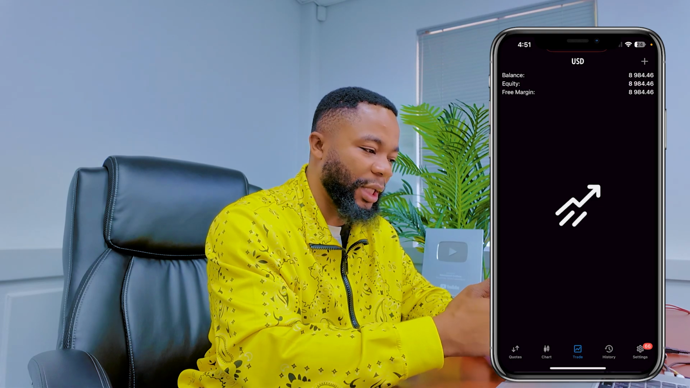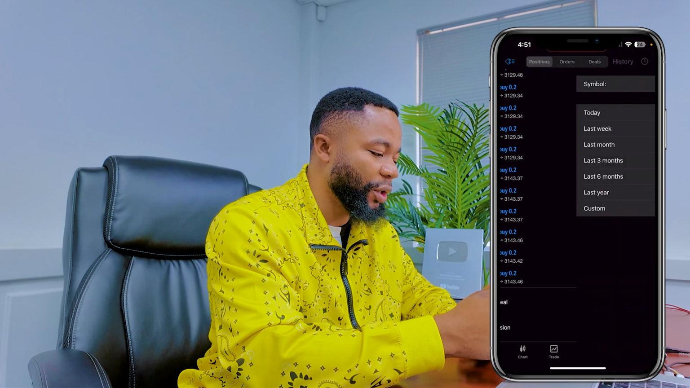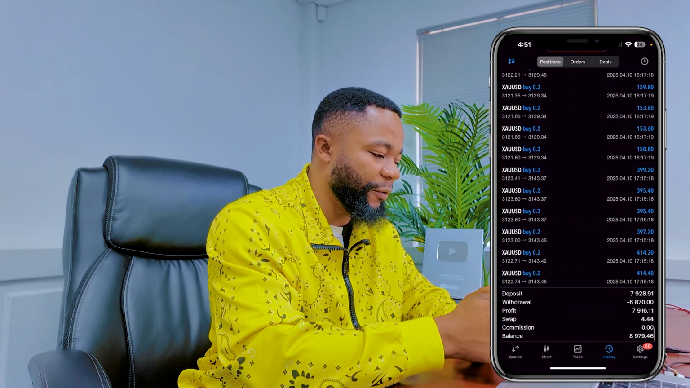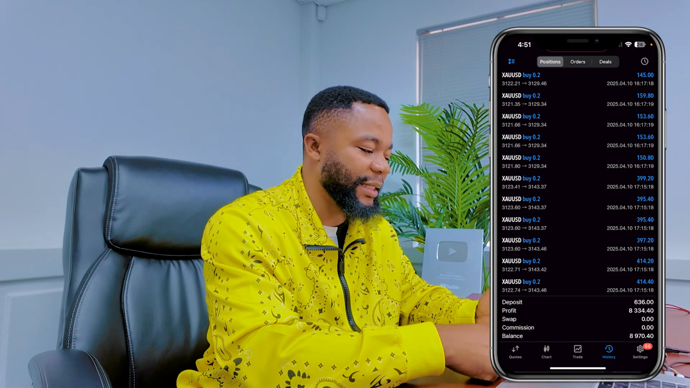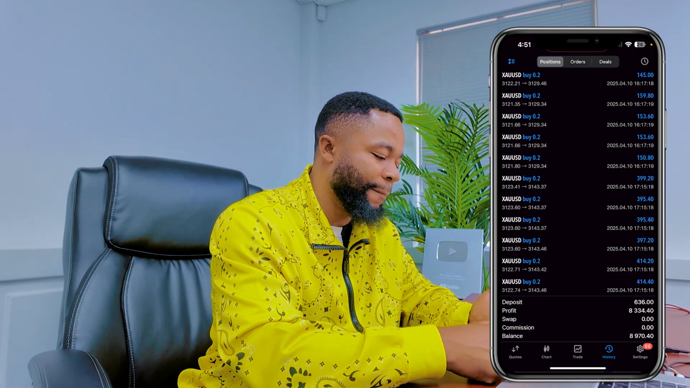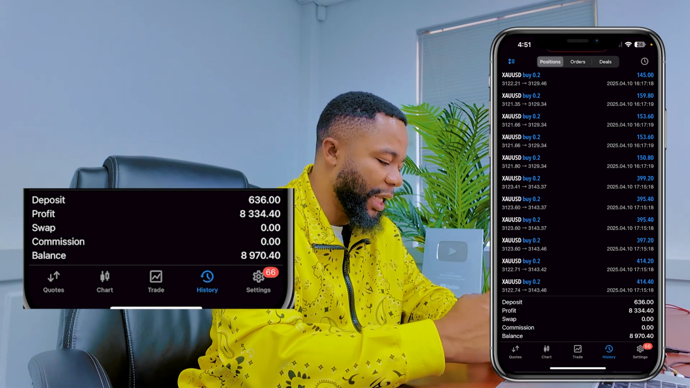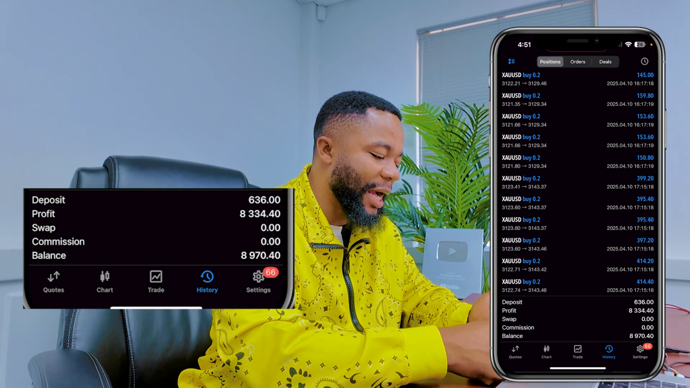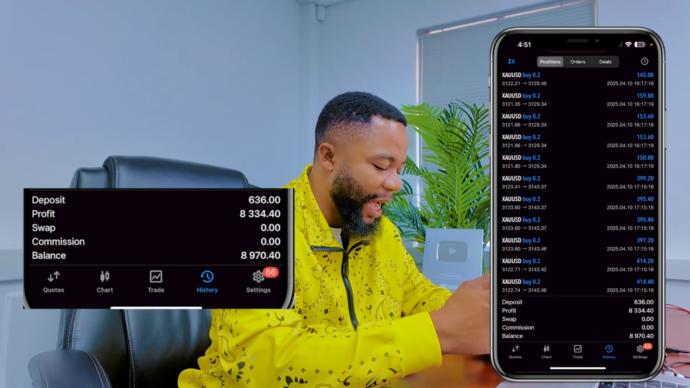So we are standing on $9,000 as you guys can see. So that is our history. Let's filter this by day. So if you put it on day, look, that's the deposit. What can you guys see there? $636 deposit. So let's go on profit. 8,334, and currently we are standing on almost about $9,000.